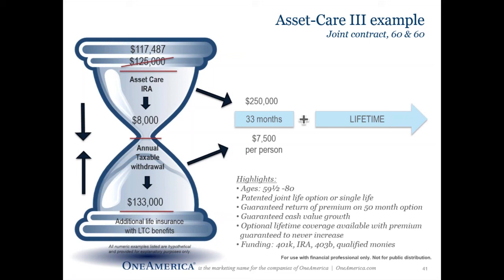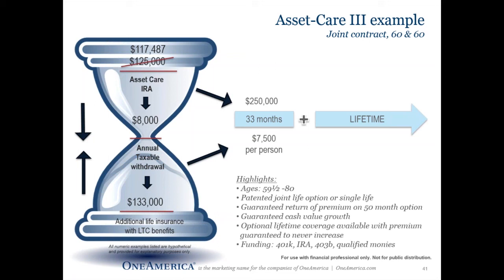So let me give you one more corny little thing to remember this. There's always 1 hour worth of sand inside of an hourglass. That's why we call it an hourglass. Otherwise, we'd call it a 45-minute glass, right? So make the connection to Asset Care 3. There's always about $250,000 in benefits inside this hourglass. It's just a matter of how much sand, or in our case, how much of the IRA has been dripped or sifted into the 20-pay life policy.